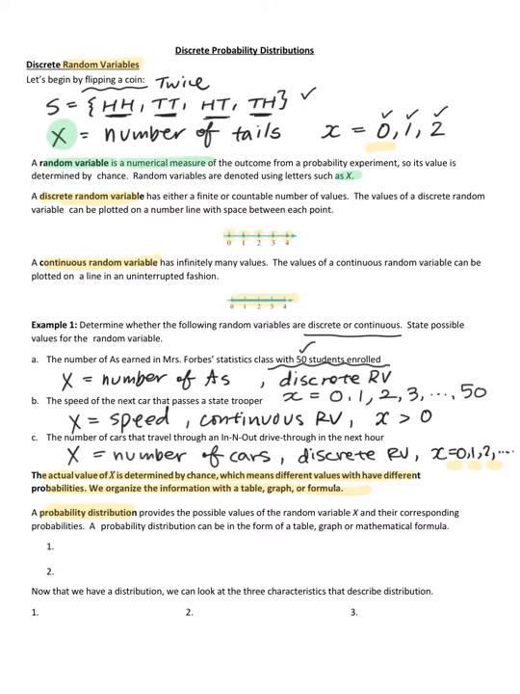Now, a probability distribution provides the possible values of the random variable X and their corresponding probabilities. A probability distribution can be in the form of a table, graph, or mathematical formula. Okay, so it follows two rules. So you're going to have to check two things. First, you want to make sure that each probability must be between 0 and 1. So each probability must be between 0 and 1. Okay? And the second rule, if you add up all the probabilities, you should get 1. Okay, so parts add up to the whole, right?